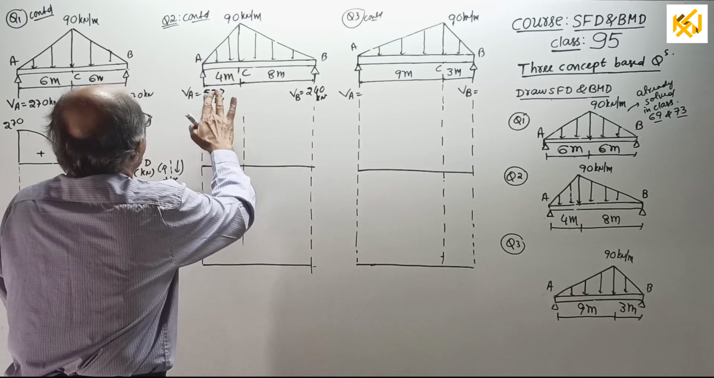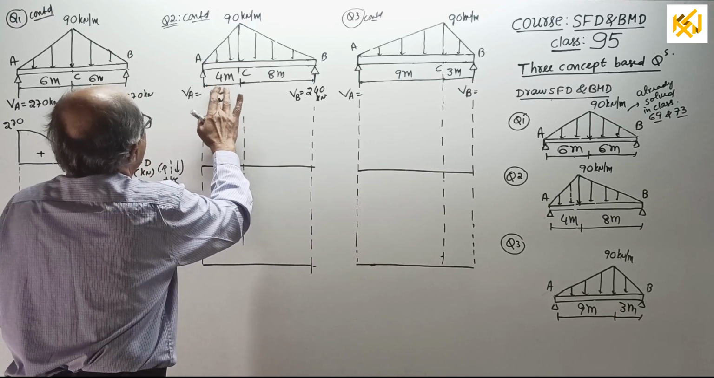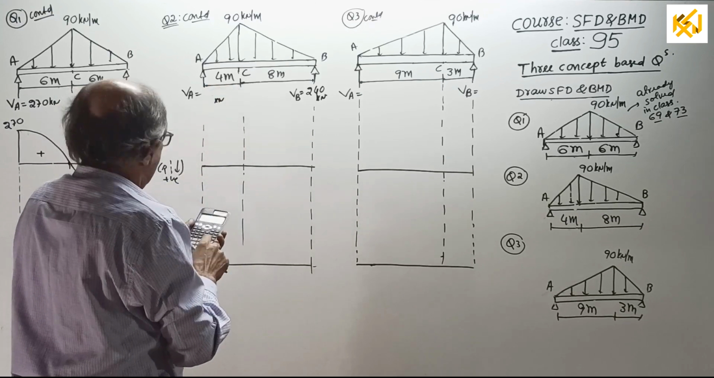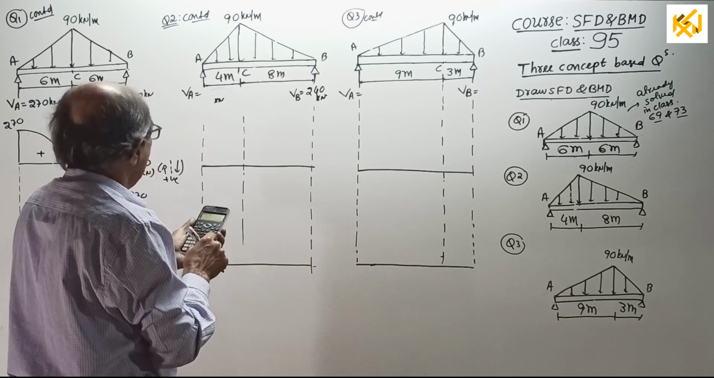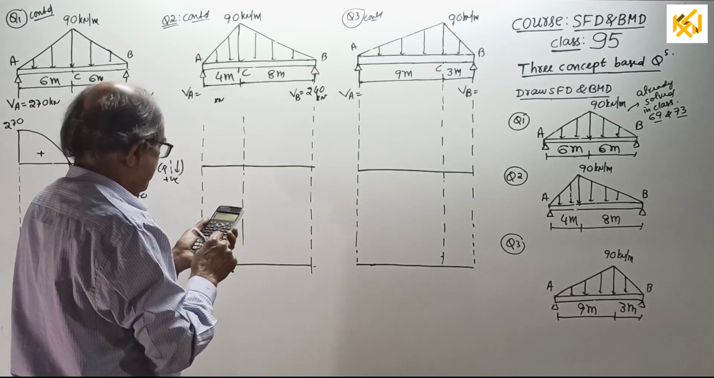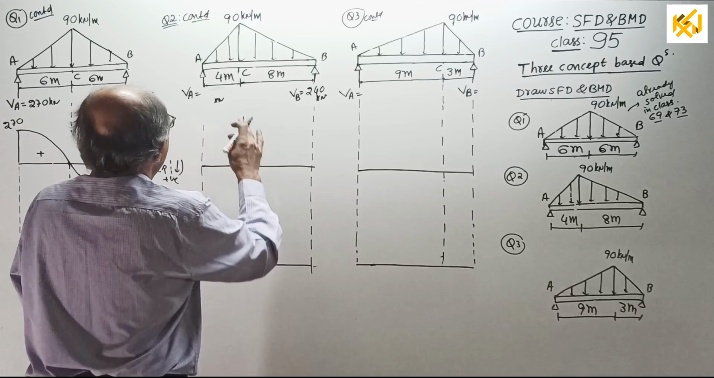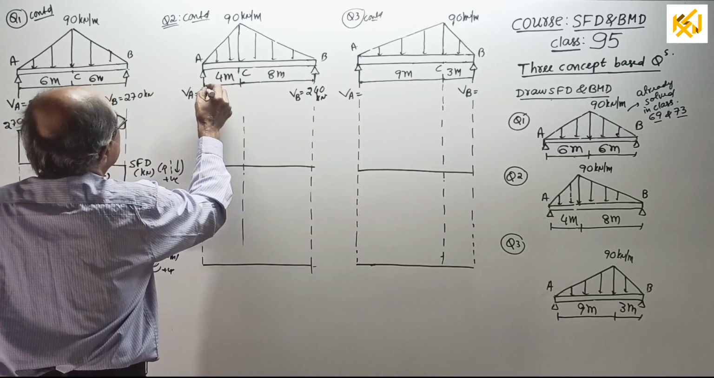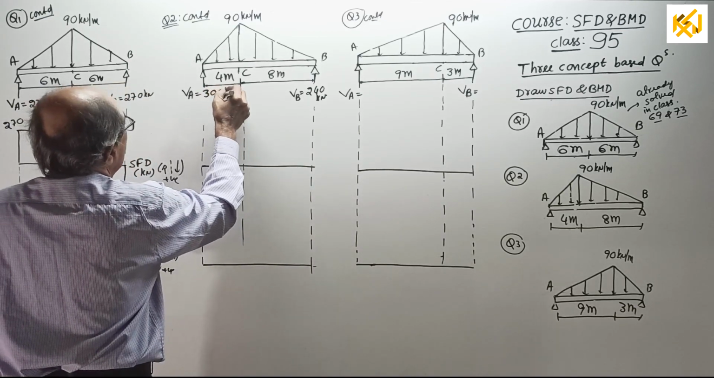No, not 520. I think I did not calculate the total load correctly. Total load is half into 12 into 90, which is 540. Okay, 540 minus 240 will give you 300. See, if something goes wrong, immediately I can make it out.